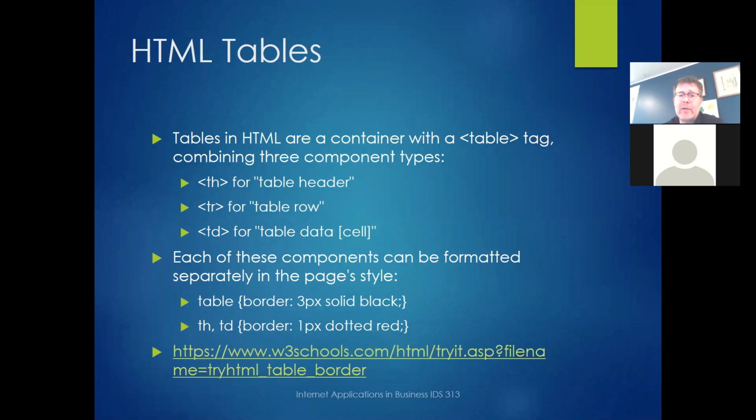Okay. So in HTML, tables are a container with a table tag, and the table tag has 3 component types. First, TH for the table header, that's the top row, whatever goes above the table itself. TR for a table row, and then TD for table data, which is the individual cells in each row. Each of these you can format separately in the page style. Or if you want to have them all be the same style, you can just put a comma between them. Wherever you're doing the style tag in the page head, you can enforce that.